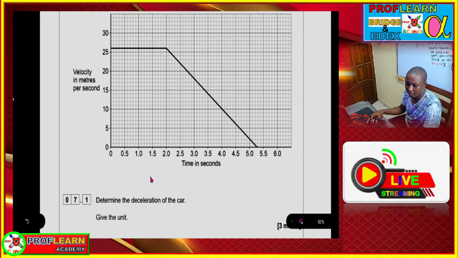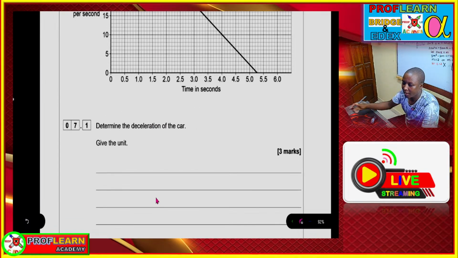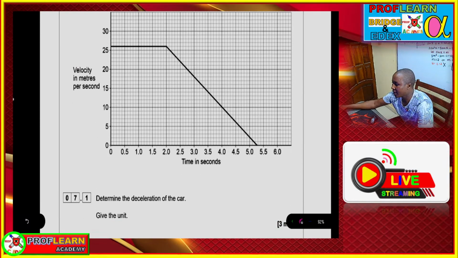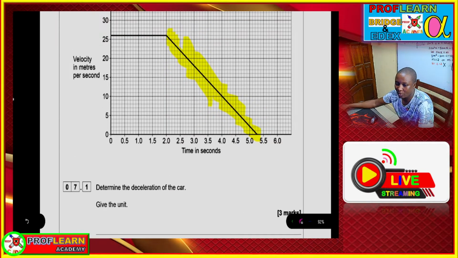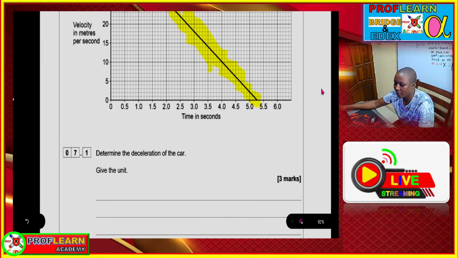Determine the deceleration of the car. Where is the car decelerating? It's in this region here. Yeah, this is where deceleration is taking place. And something that you need to remember, whenever you are talking about acceleration from a velocity time graph, you have to look at the gradient.